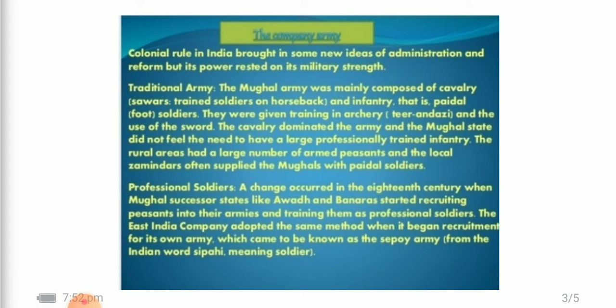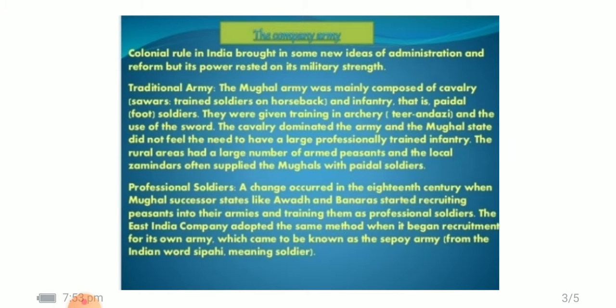So now let us move on to the next, the company army. Colonial rule in India brought in some new ideas of administration and reform, but its power rested on its military strength. The Mughal army was mainly composed of cavalry soldiers, trained soldiers on horseback, and infantry, that is paidas, foot soldiers. They were given training in archery and the use of the sword.